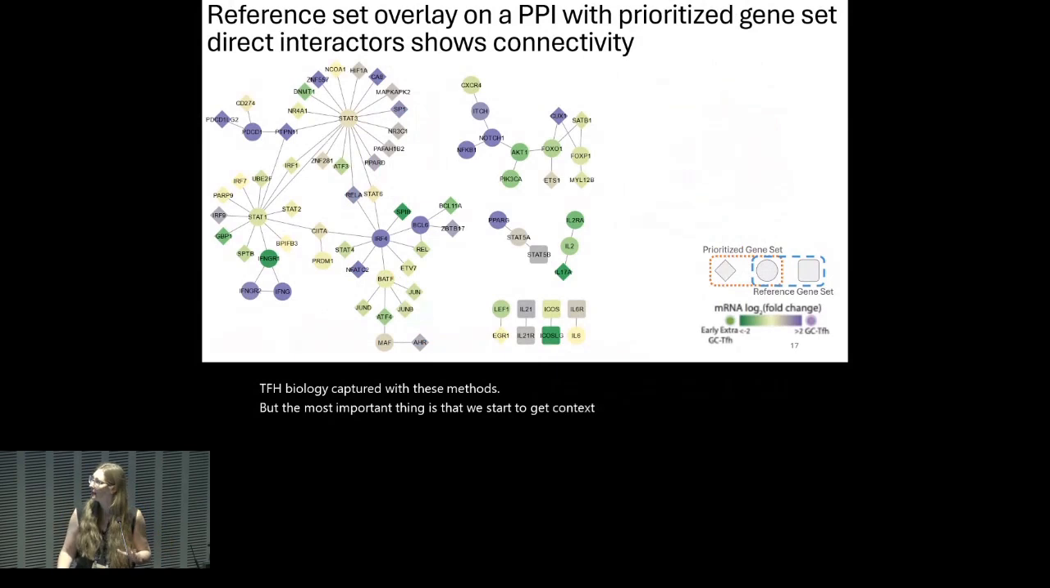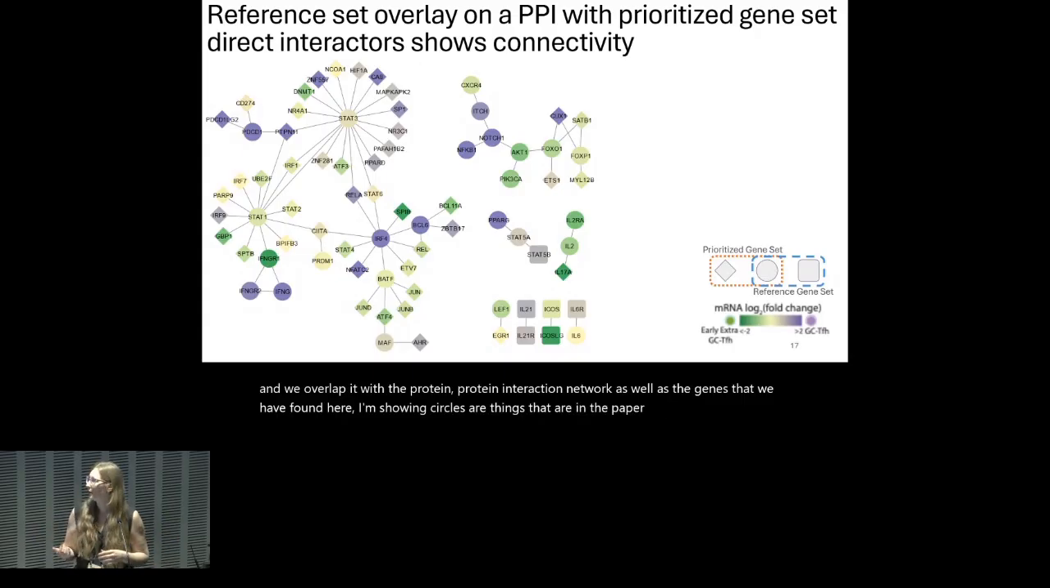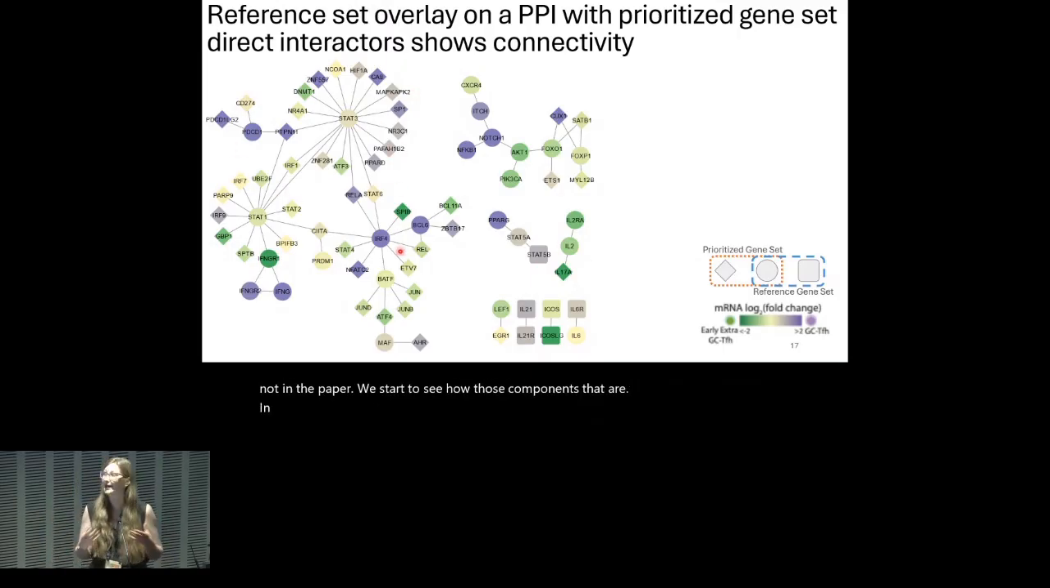So if we take that Vinuesa paper and we overlap it with the protein-protein interaction network, as well as the genes that we have found, here I'm showing circles are things that are in the paper and we find. Squares are things that we don't find and are in the paper, and diamonds are things that we find that are not in the paper. We start to see how those components that are in these reviews are connected.